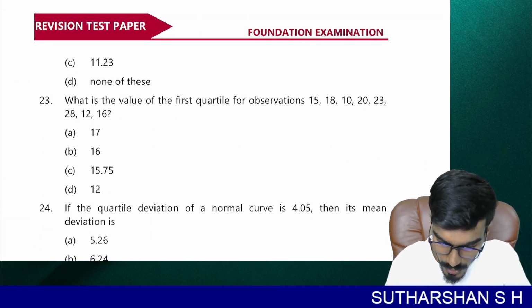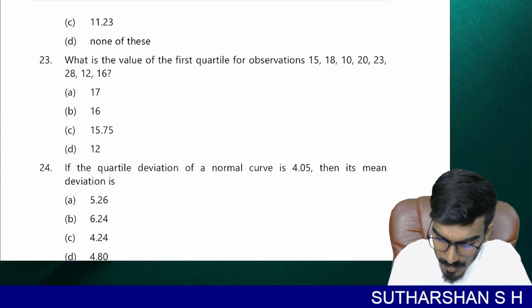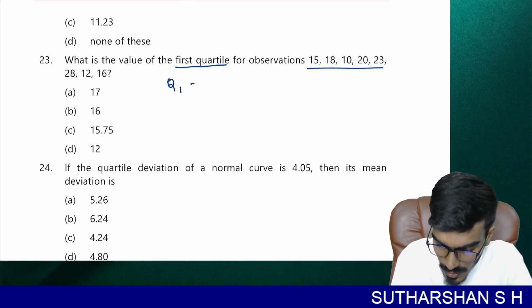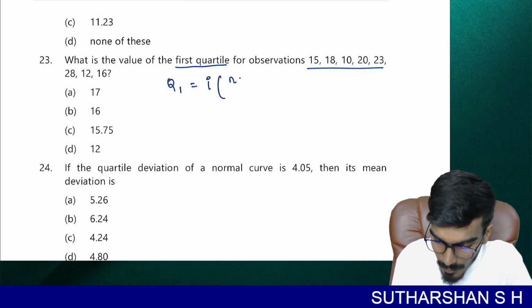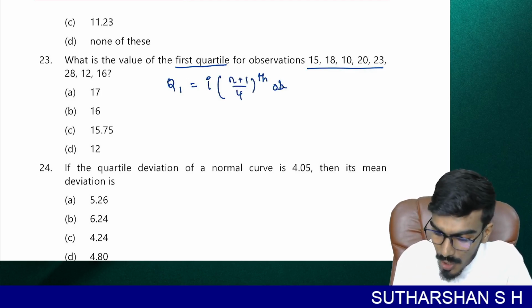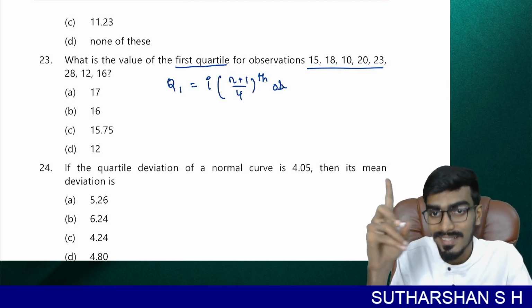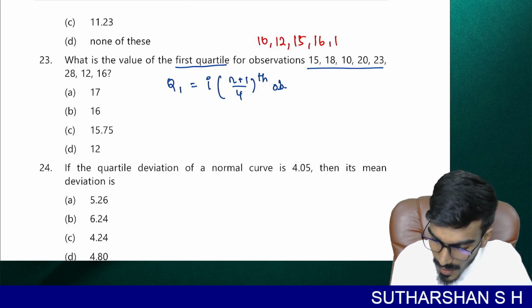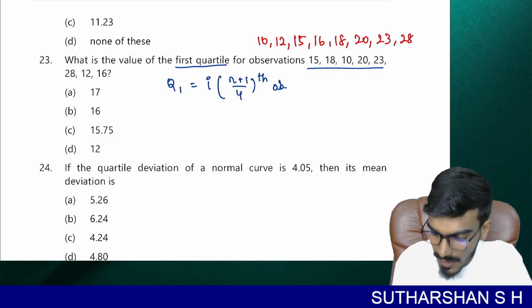Now come to question number 23. What is the first quartile? Q1. Q1 is equal to 1 into (n plus 1) divided by 4th observation. Okay. First always arrange them in ascending order. That's step 1. What is ascending order? 10, 12, 15, 16, 18, 20, 23, 28.